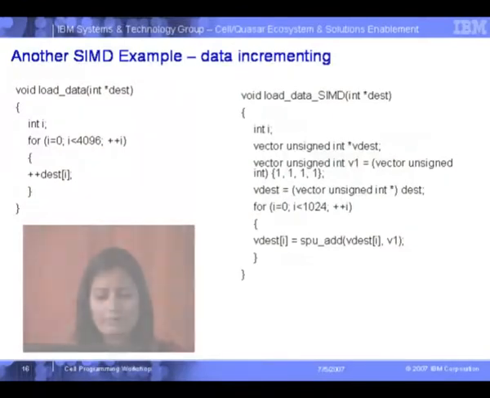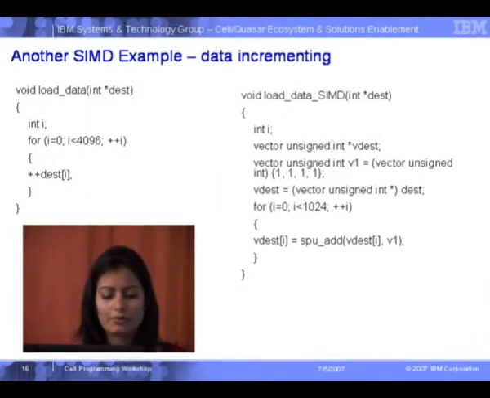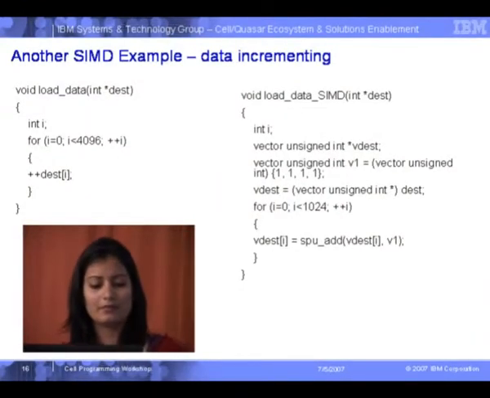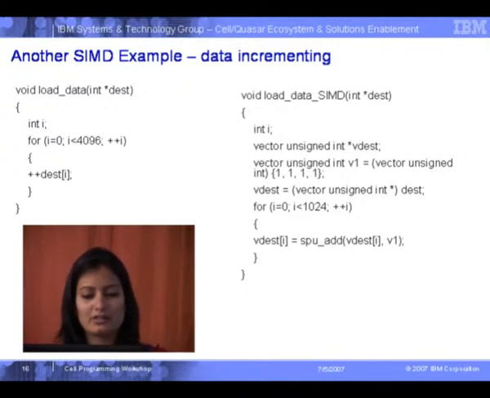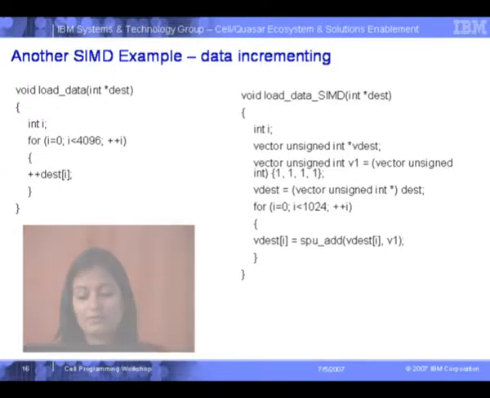In the scalar code, we're doing i equal to 0 through 4k, incrementing i, and basically we're just incrementing the destination vector, the input vector. In the SIMD fashion, first of all, you create another vector and initialize it to 1 1 1 1, because we don't want to increment one element at a time. We want to increment 4 elements at one time.